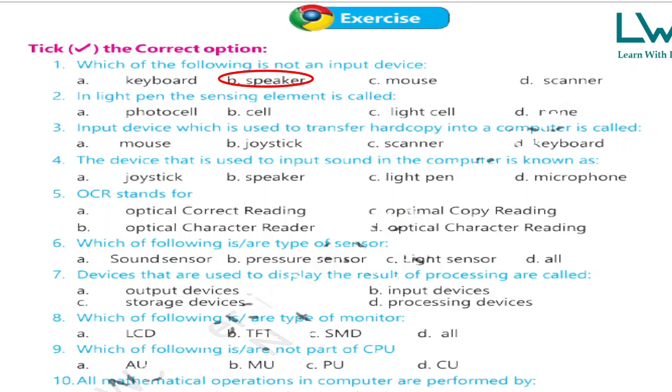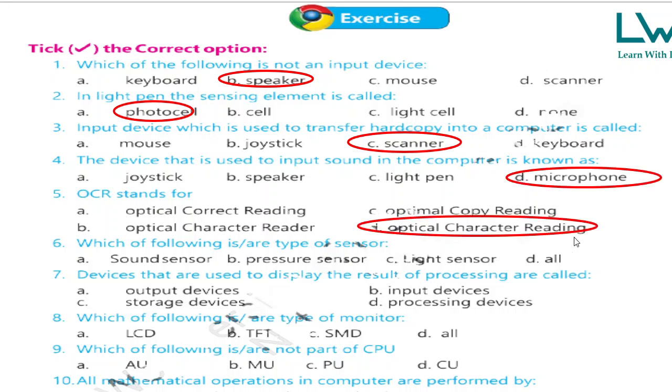Answer is speaker. Question 2, in light pen the sensing element is called photocell. Input device which is used to transfer hard copy into a computer is called scanner. The device that is used to input sound in the computer is known as microphone. OCR stands for optical character reading.